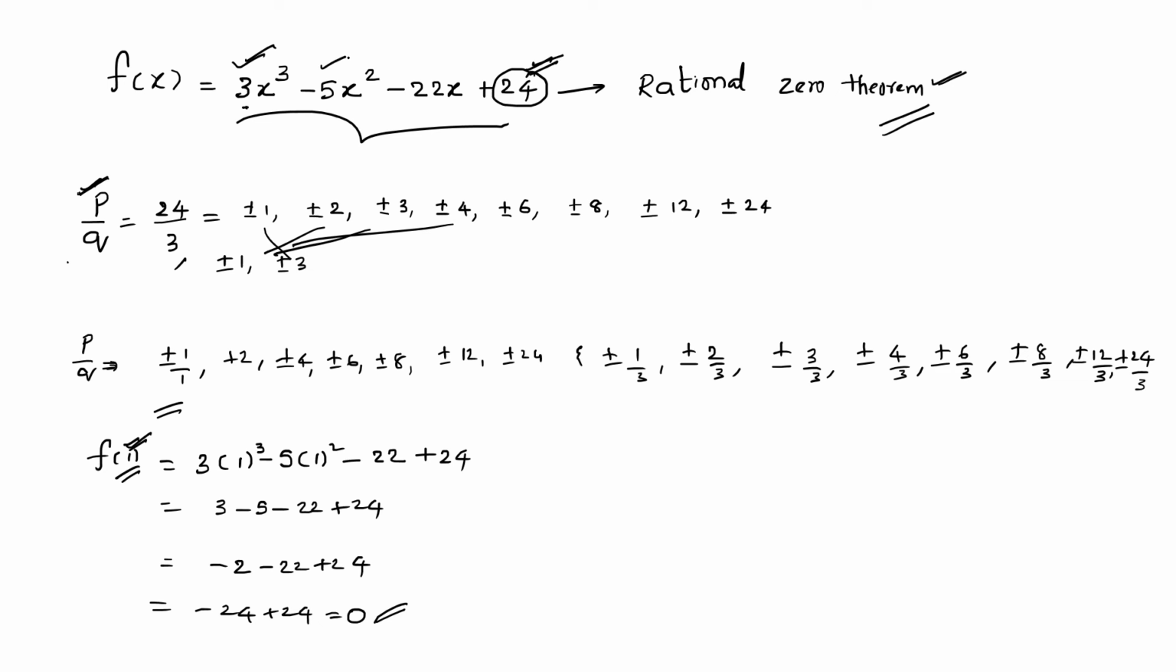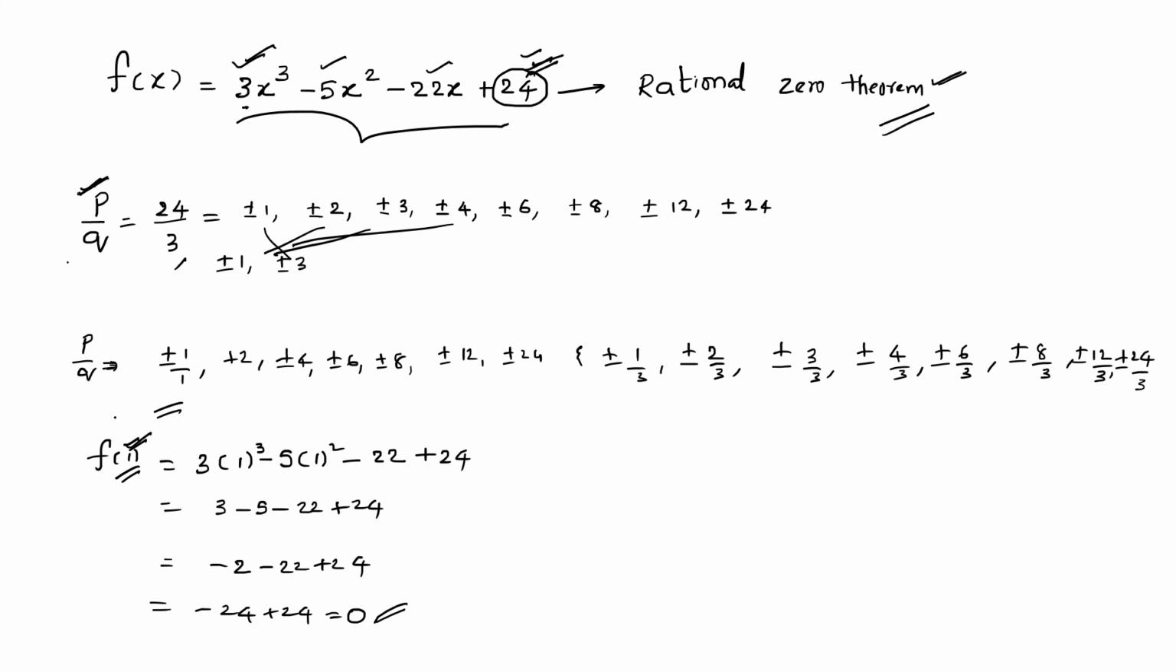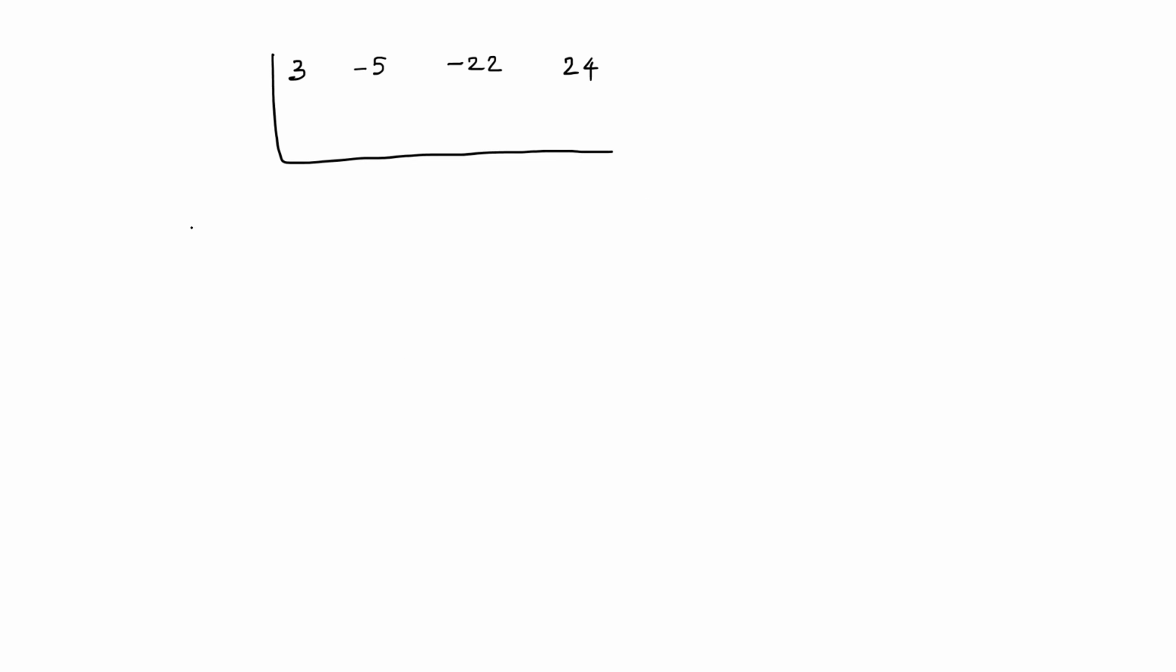In synthetic division, we need to write only the coefficients of the given function. So 3, minus 5, minus 22 and 24. And we got one root as 1, so we will divide with 1. The first number is always 0. Inside the bracket we have to do addition, and outside we have to do multiplication.